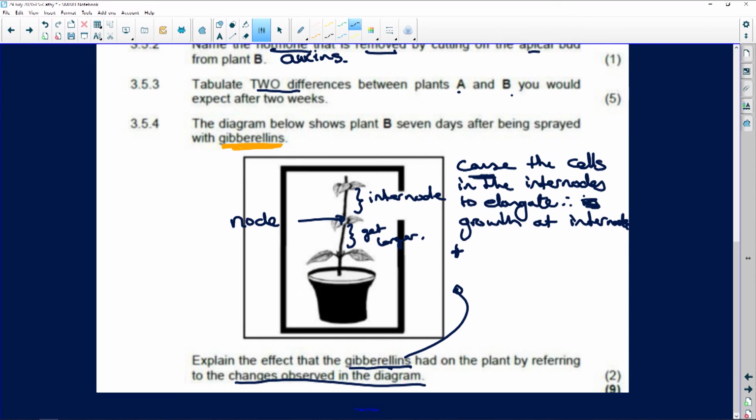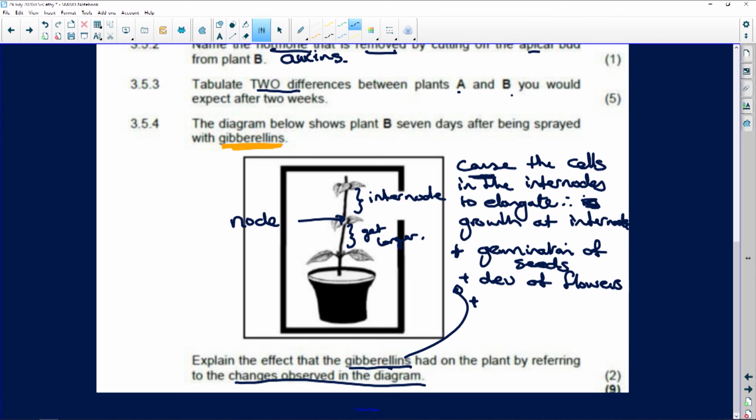Now, the problem is they're going to ask you about gibberellins in the exam, and everyone learns auxins. Gibberellins are also very important. Why? Because they cause germination of seeds. And what else do they do? They cause the development of flowers.